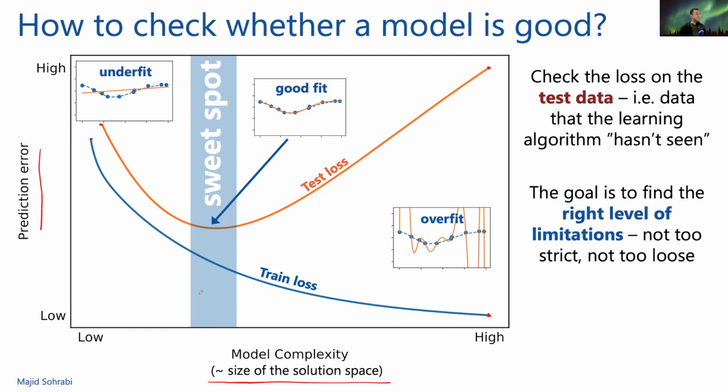So what is our task? Our task is to find a sweet spot at which the train and the test loss are rather close to each other, before the test loss diverges to a very high value. If we find this spot, it means our model is very well fitted on the data. So the goal is to find the right level of limitation to make a balance between being strict or not.